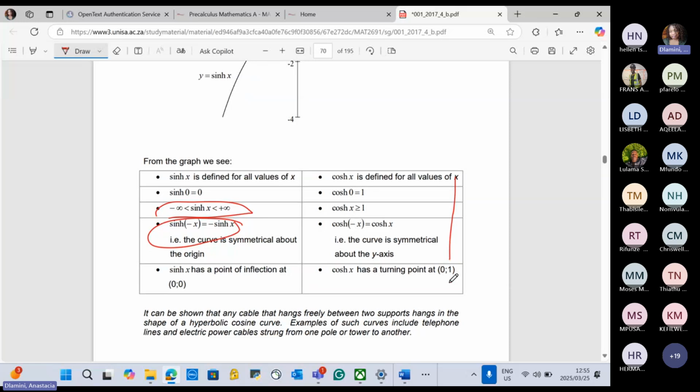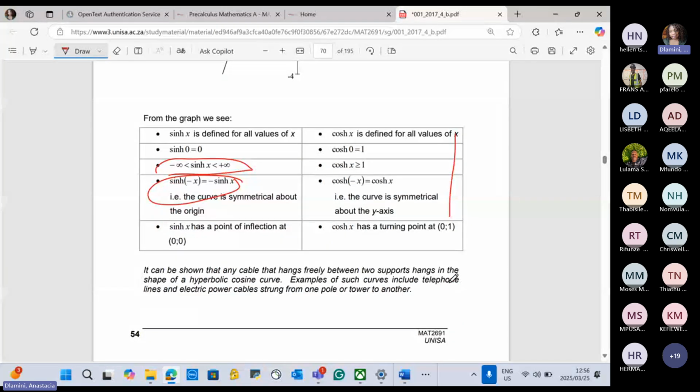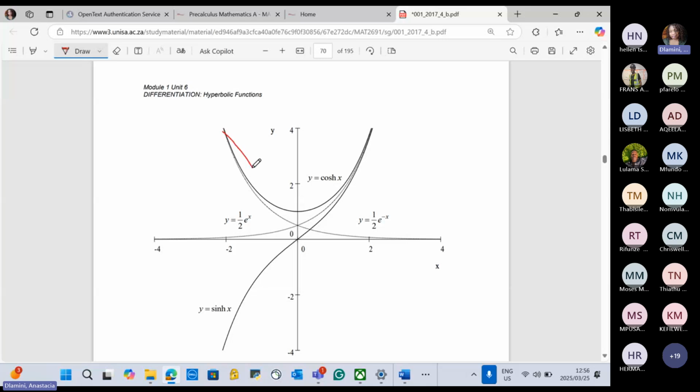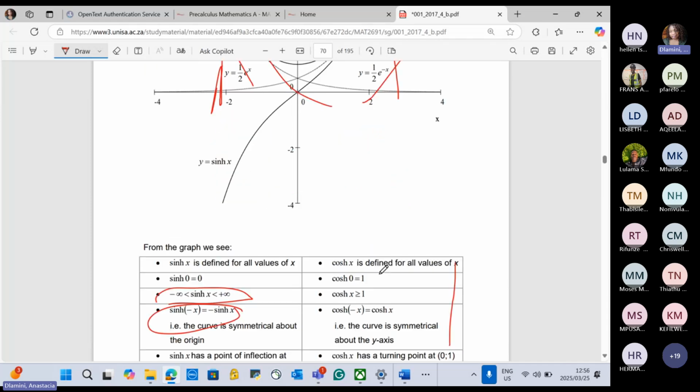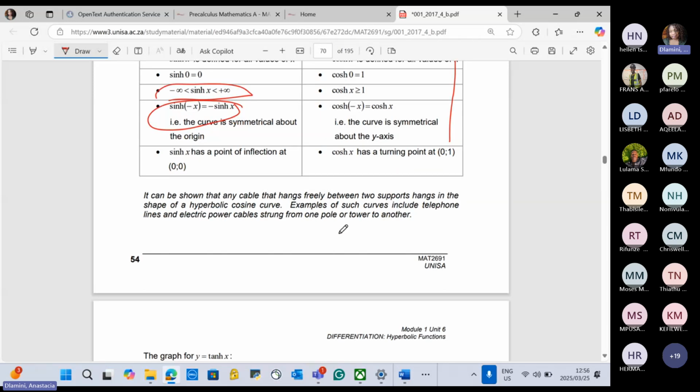Do not hesitate. Now they say it can be shown that any cable that hangs freely between two supports hangs in the shape of a hyperbolic cosine curve. Examples of such curves include telephone lines and electric power cables strung from one pole or tower to another. So the shape of a hyperbolic cosh is the shape of the ropes passing between two electric or telephone towers. That's what they're saying.